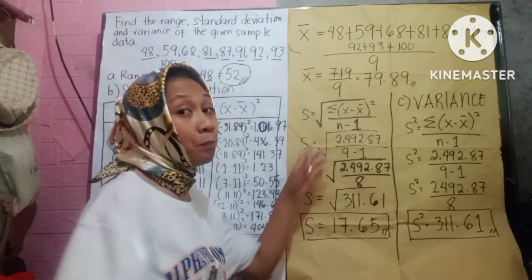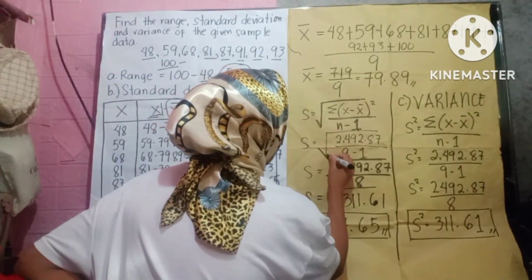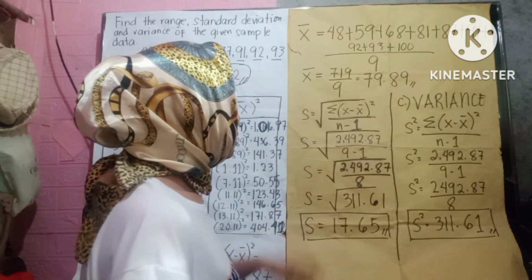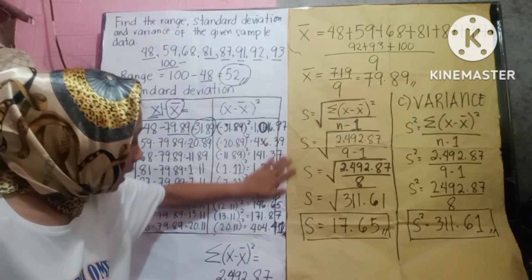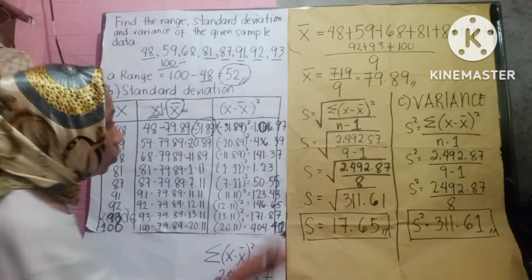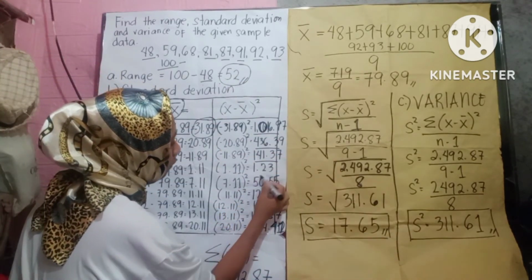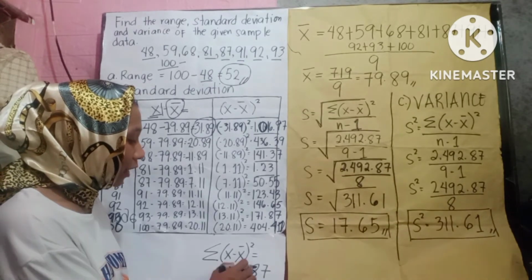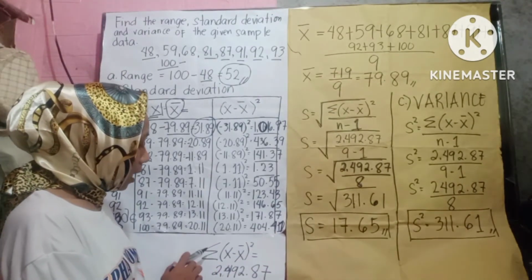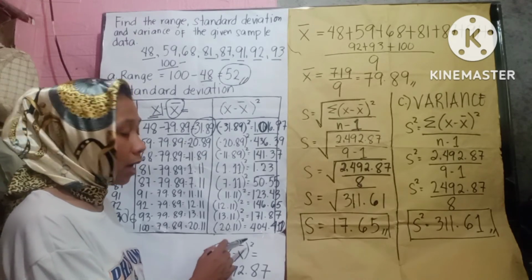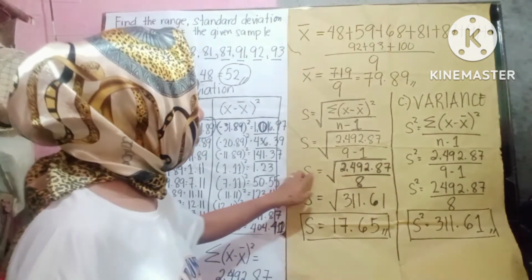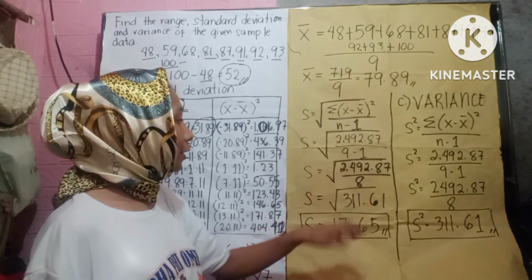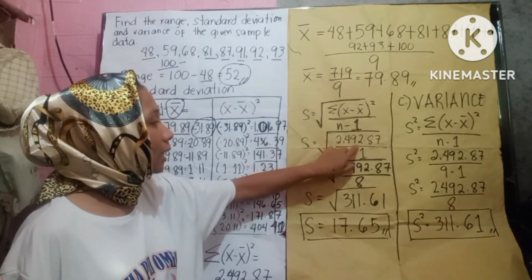Kasi nga sample given na binigay. So, ang equivalent ng summation of x minus x bar squared is yung sagot dito sa third column. So, i-add itong lahat ng mga sagot dito sa third column, which is, pag in-add mo to, ang sagot is 2,492.87. So, ito ang maging equivalent ng summation of x minus x bar squared. Nakuha na natin yung summation of x minus x bar squared, ito na yung equivalent niya is 2,492.87.